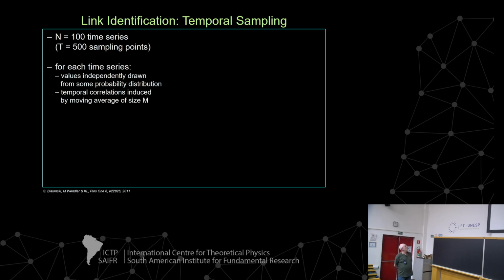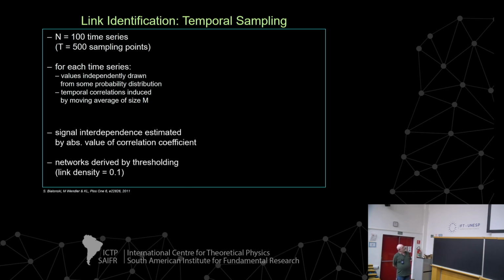So again, with some model, we generate 100 random time series with 500 points. You see, this is just some random data. We introduce temporal correlations in the data by using a moving average of size m, a low-pass filter. Something that you always need to do in order to band limit your data.